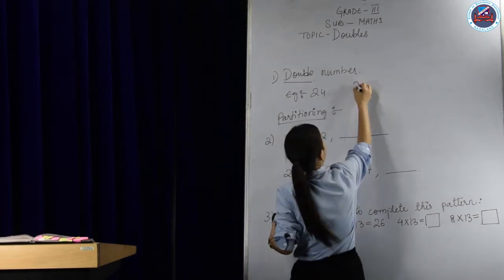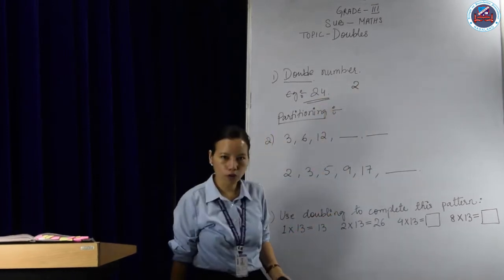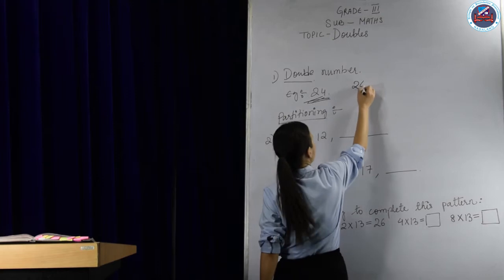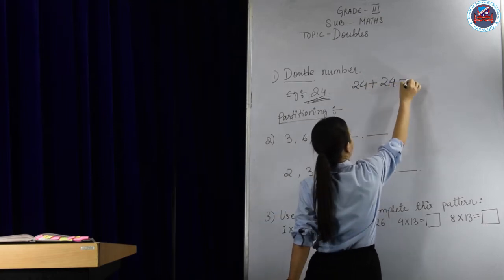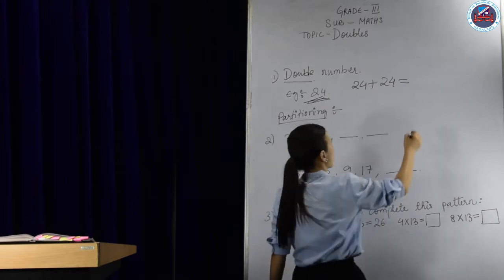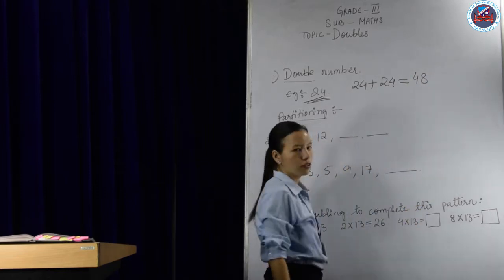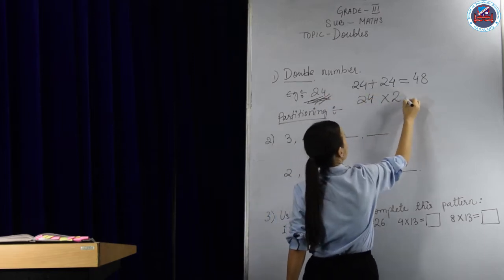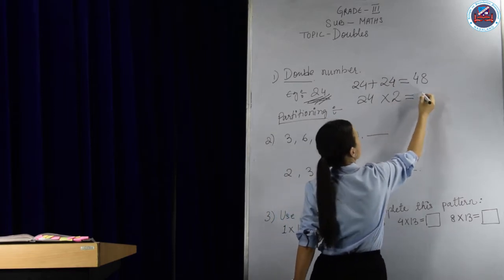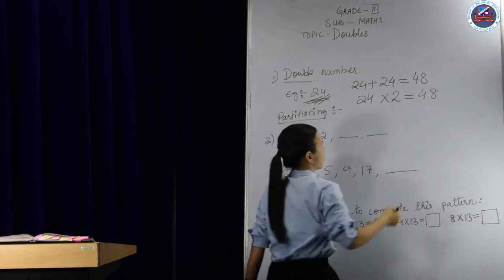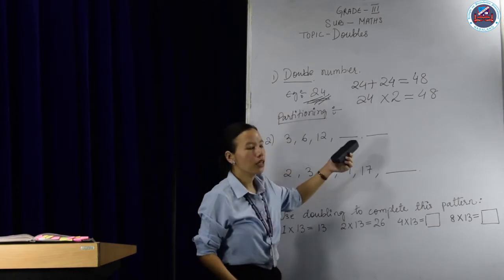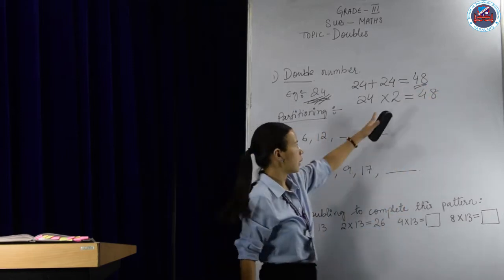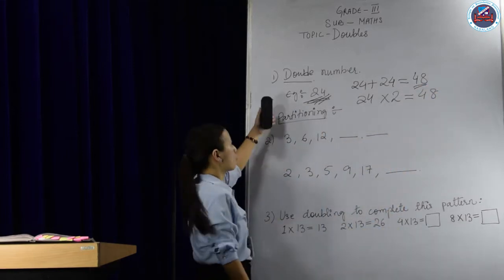Suppose, for example, let's take 24. To find the double of 24, we have to add 24 two times. If we add 24 two times, we get 48. Or we can find the double by just multiplying it by 2. That is, 24 times 2 is 48. So remember, to find your double number, just add the number two times, or multiply by 2 to get your answer. That's how we find the double number.